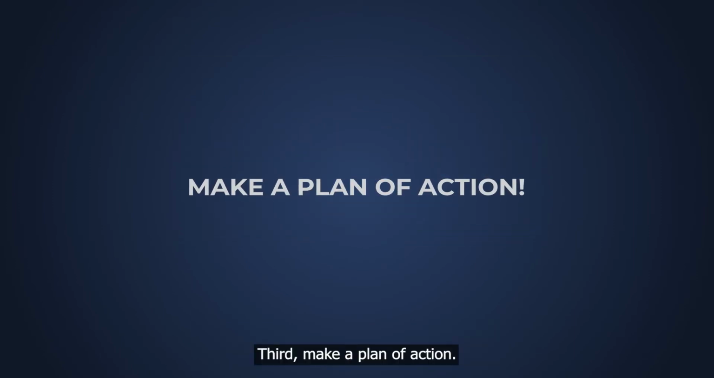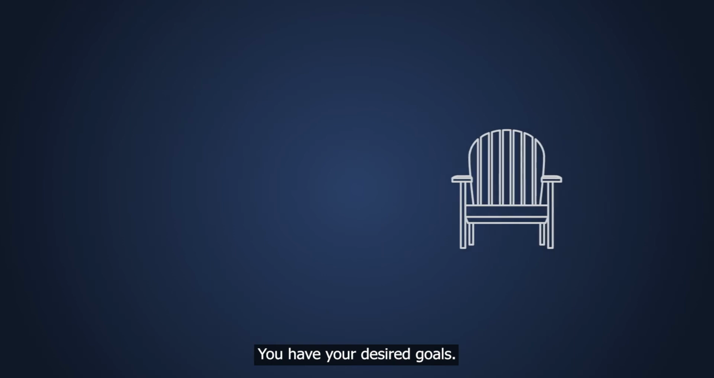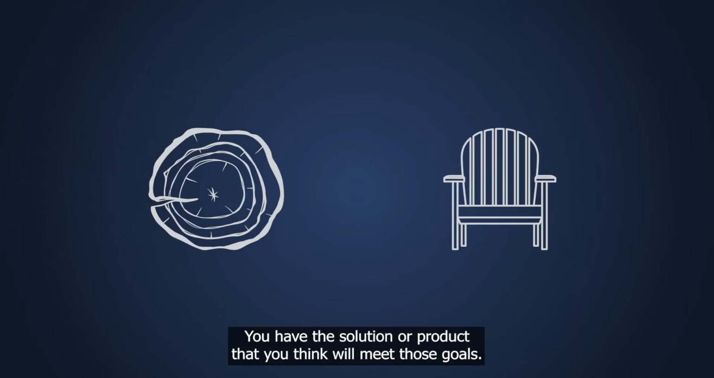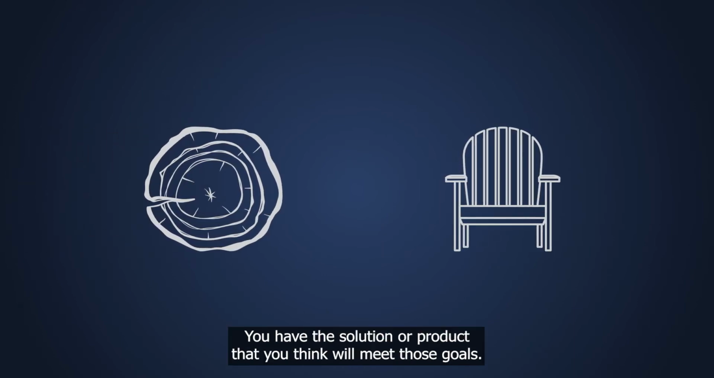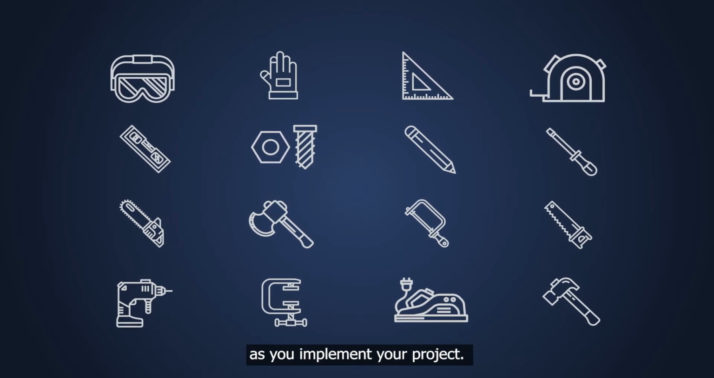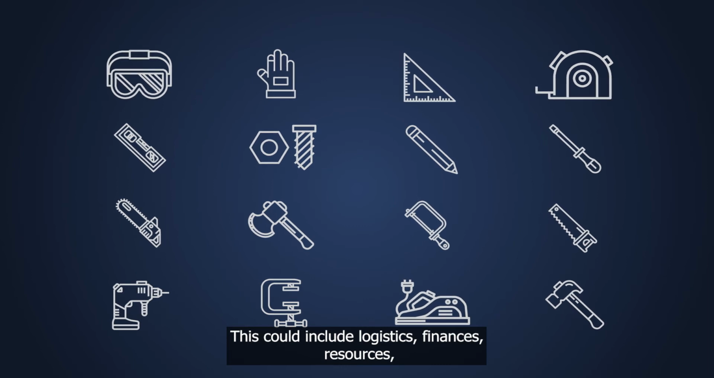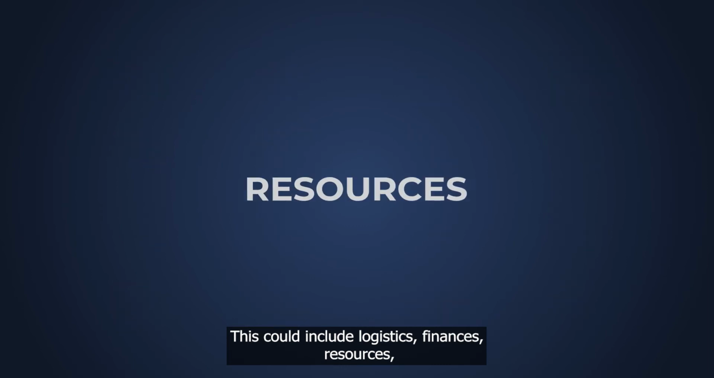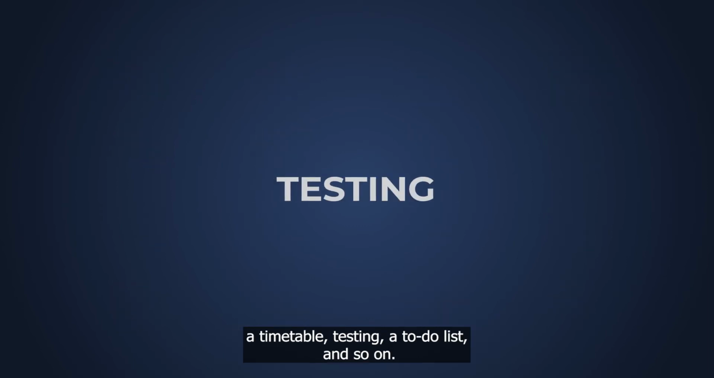Third, make a plan of action. You have your desired goals. You have the solution or product that you think will meet those goals. So now, work backwards to create a plan that will guide you as you implement your project. This could include logistics, finances, resources, a timetable, testing, a to-do list, and so on.